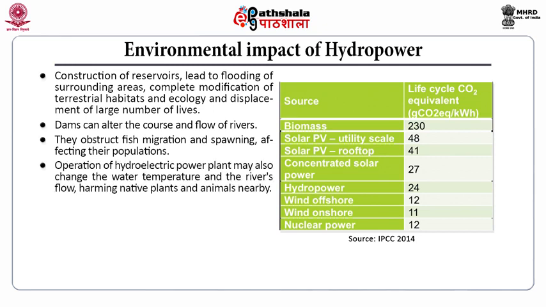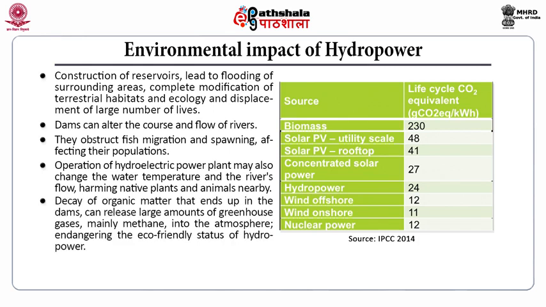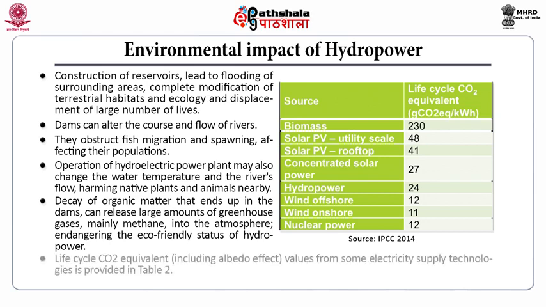The operation of hydroelectric power plants may also change the water temperature and the river's flow, harming the native plants and animals. Decay of the organic matter that ends up in the dams can release large amounts of greenhouse gases, mainly methane, into the atmosphere, endangering the eco-friendly status of hydropower.